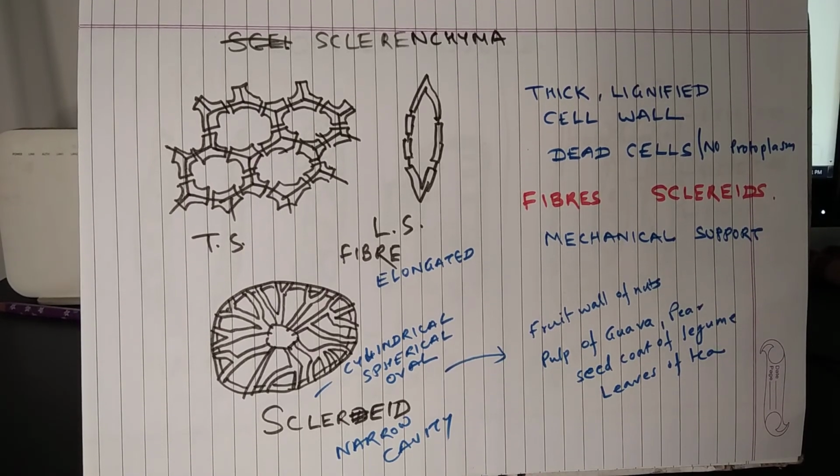Sclerenchyma makes the bulk of the older parts of the plant, especially in woody plants. So a huge tree trunk is there. The major portion of that tree trunk will be composed of sclerenchyma.